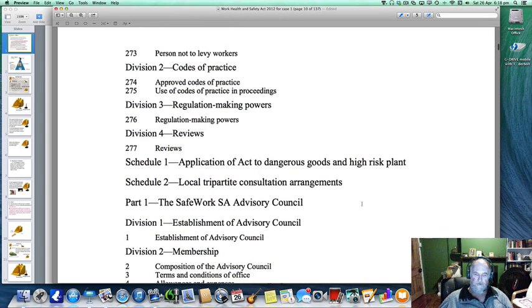Regulations can be important. This little bit here, Division 3, is a bit of a kicker because it shows you how you can make regulations. Regulations are different from legislation. Legislation has to go through the Parliament, and regulations don't in general.